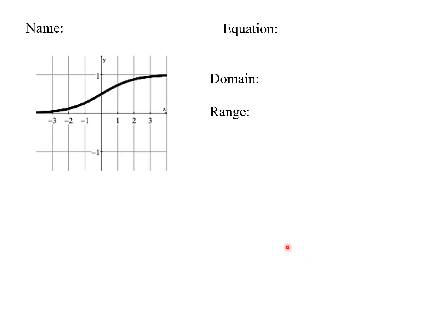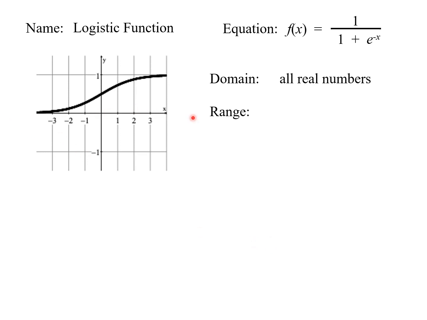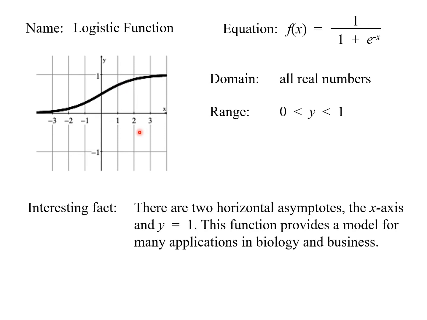Finally, we come across the logistic function. It has an equation of this. Again, we're not going to deal too much with this in this course. It has a domain of all real numbers, and the range is between 0 and 1, with y equals 0 and y equals 1 being asymptotes. So there are two horizontal asymptotes, the x-axis and y equals 1. In applications of biology and business, you'll come across this function with this equation. We're not going to deal with it at all in this class, but you will see it in certain applications. So those are the 12 basic functions.